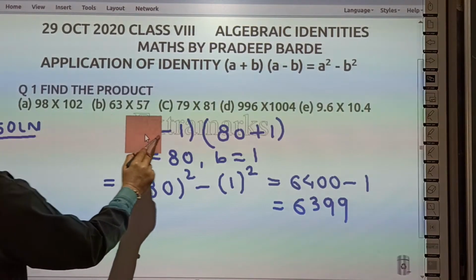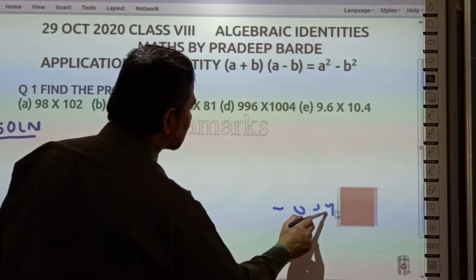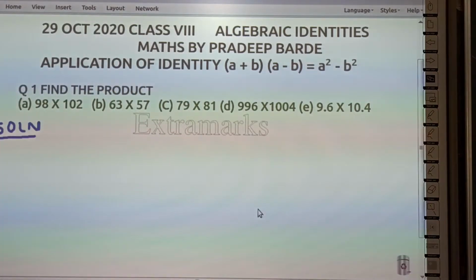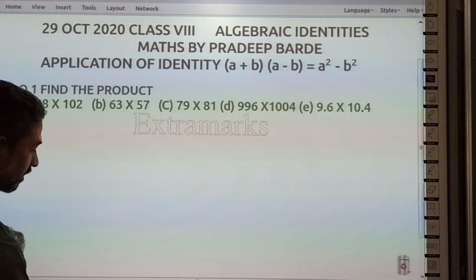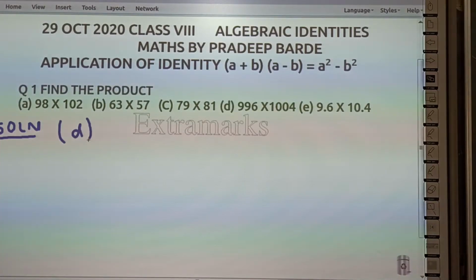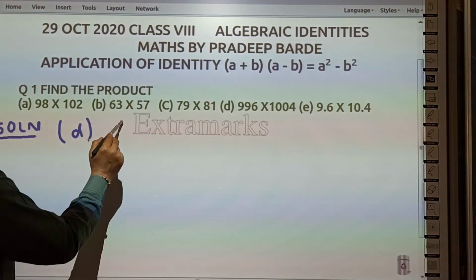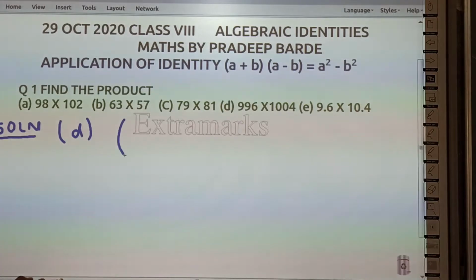Let's see the next number. You can see here the number written is a little bit larger number. 996 multiplied by 1004. Now again let's see 996. The nearest number whose square is easily calculated is 1000.